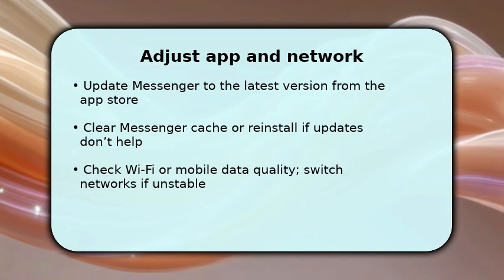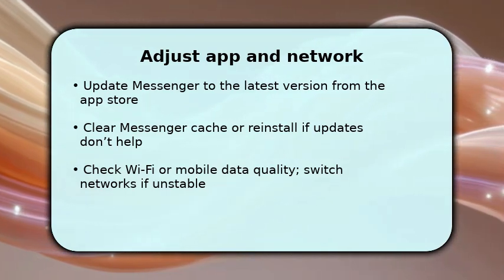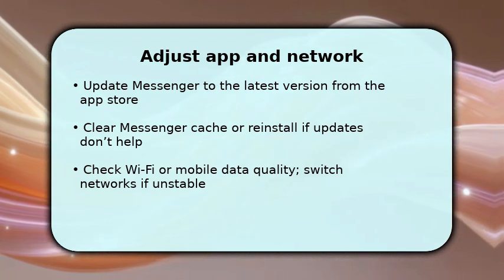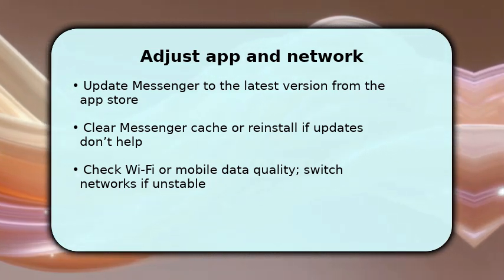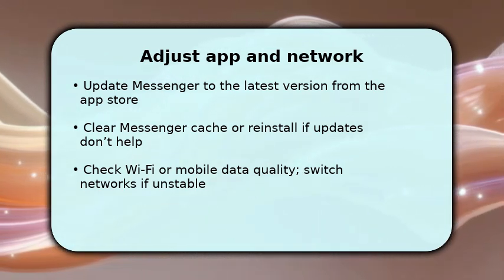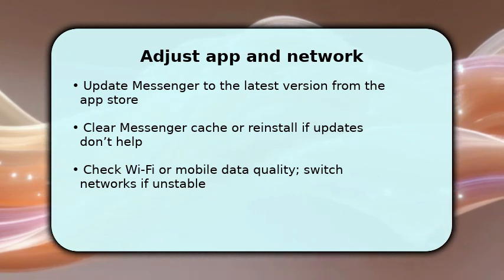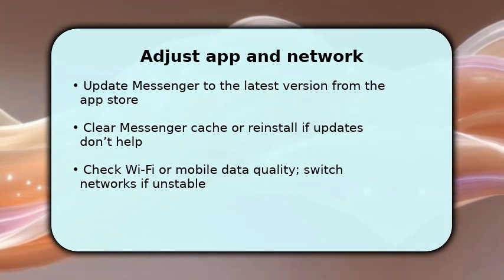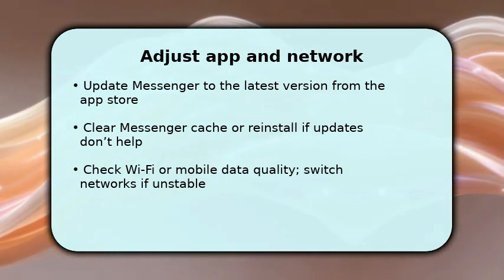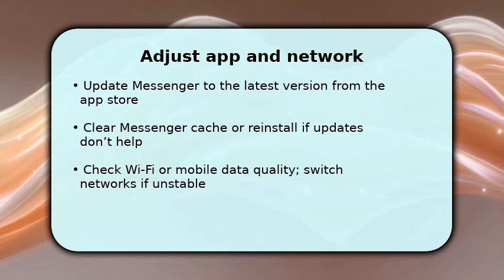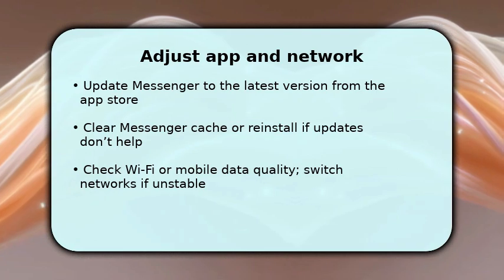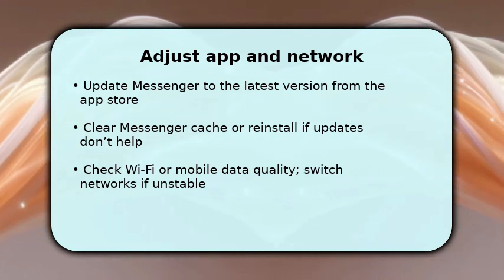Now you focus on app and network layers because many voice errors stem from outdated code or poor connectivity. First, update Messenger to the latest release. Developers often patch recording bugs. If problems persist, clear the app cache or reinstall Messenger to remove corrupted temporary files. Make sure your internet is stable, switch between Wi-Fi and mobile data to test. Once you change networks, try sending another voice message to see whether transmission failures caused the error.